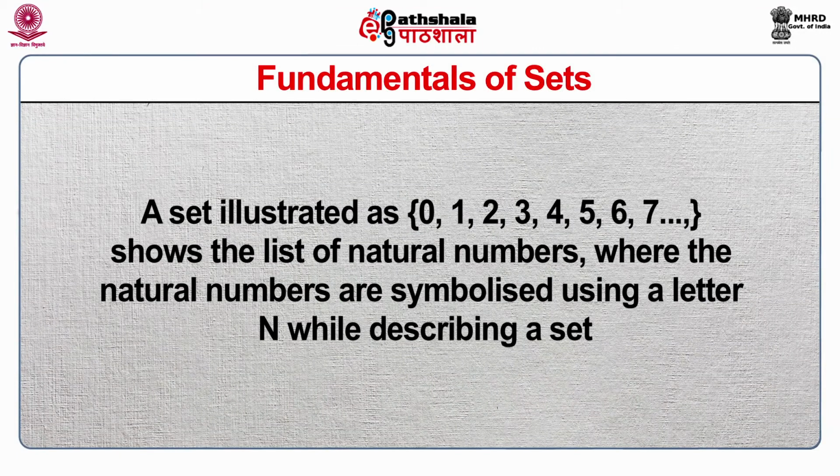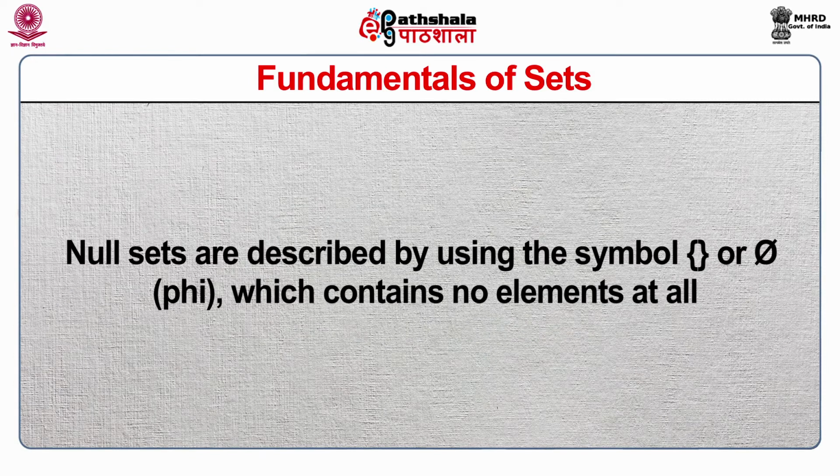Then we have the finite sets. It displays an explicit set of members. On the other hand, infinite sets require certain rules to be framed. For example, a set illustrated within brackets as 0, 1, 2, 3, 4, 5, 6 and so on shows the list of natural numbers, where the natural numbers are symbolized using a letter N while describing a set. Null sets are described by using the symbol, the curly brackets or the phi, which contains no element at all.